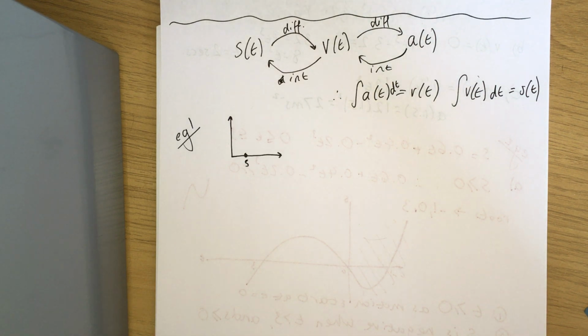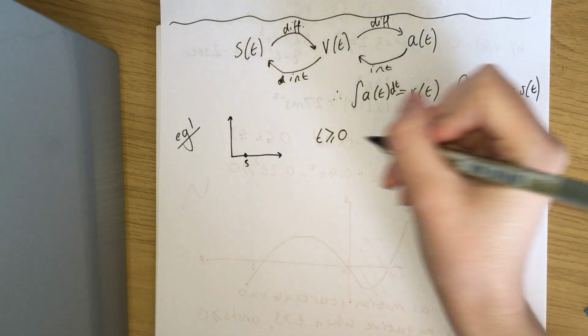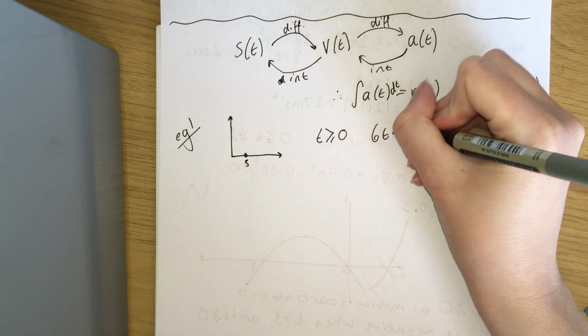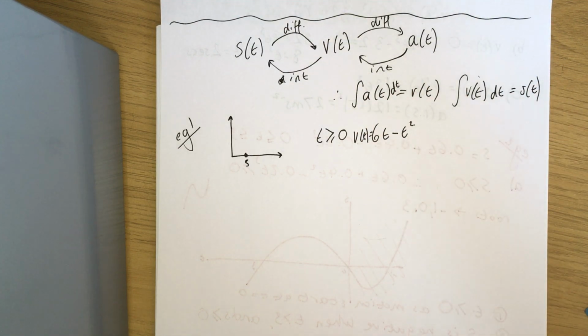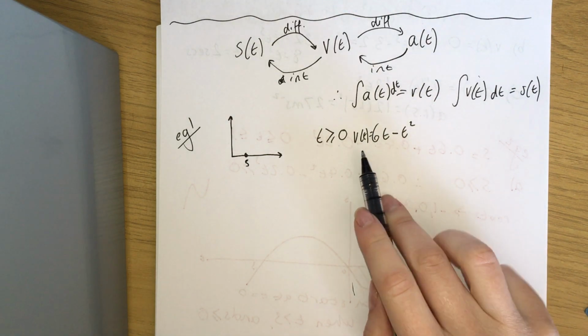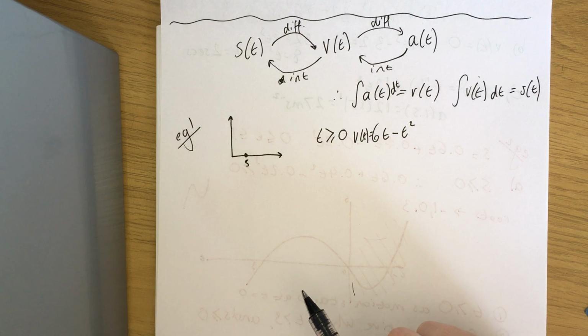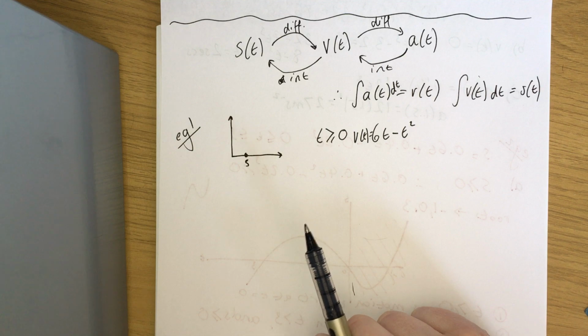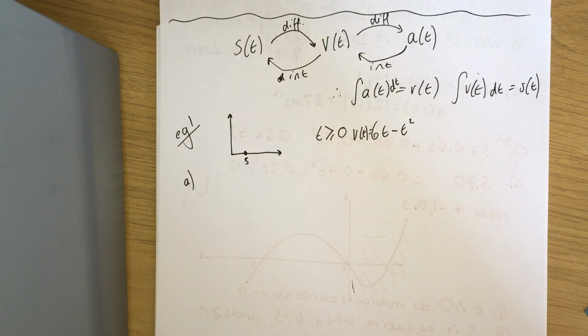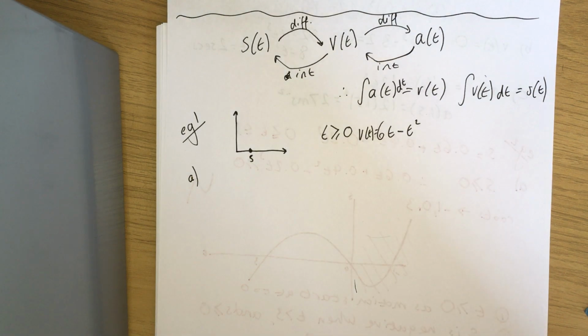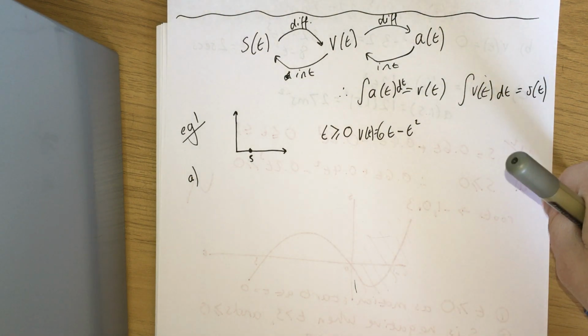The velocity of the particle at time t seconds, where t is greater than or equal to 0, is 6t minus t squared metres per second. So that is the velocity. I've made that really quite dodgy, but velocity in terms of time is 6t minus t squared. So find an expression for the displacement of the particle from 0 at time t seconds.